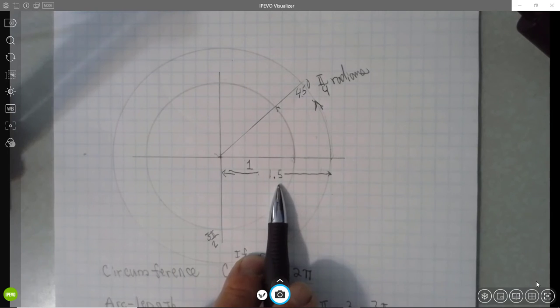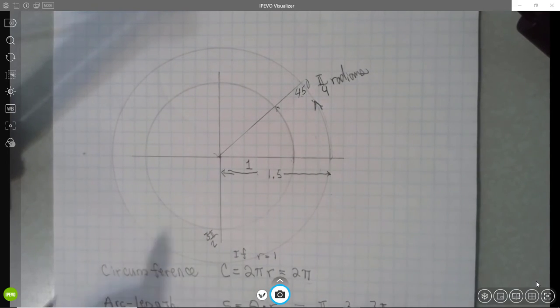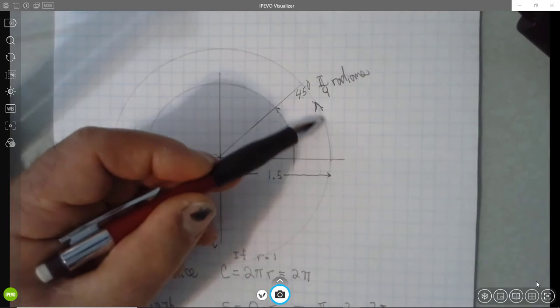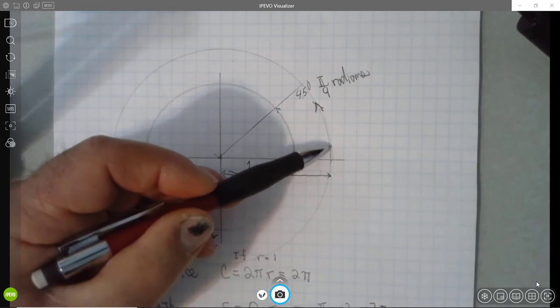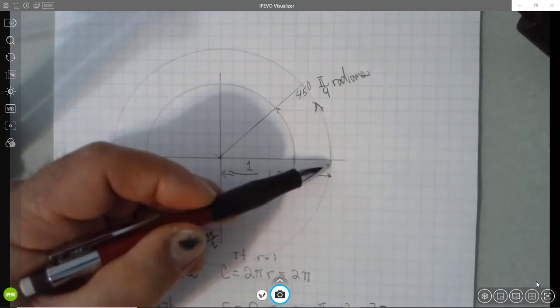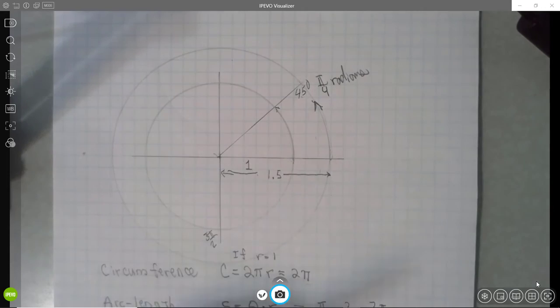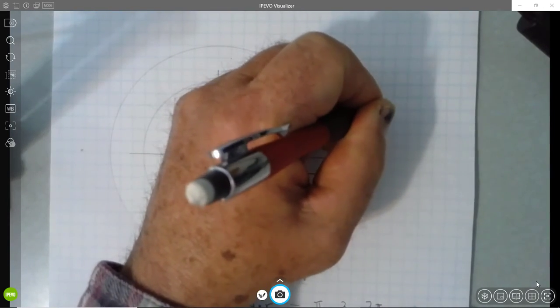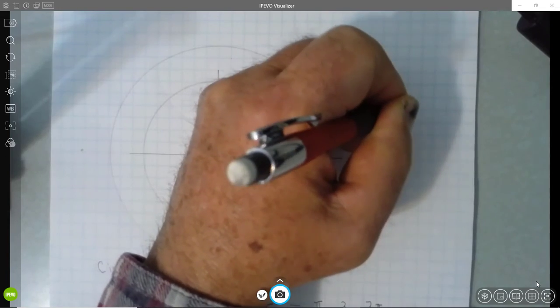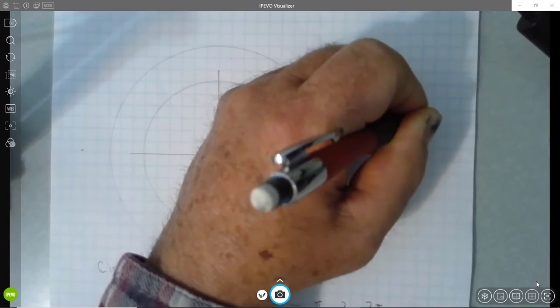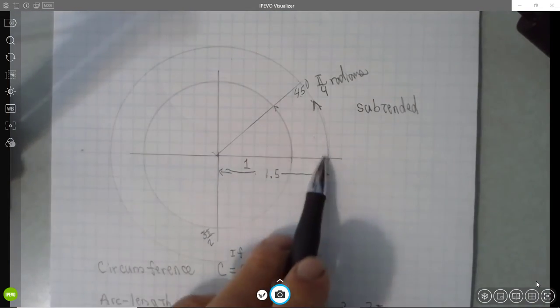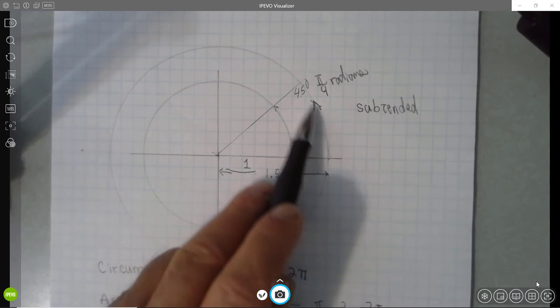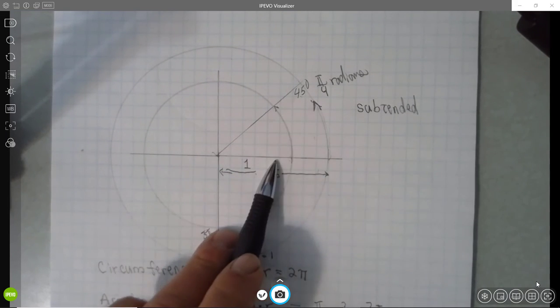Now let me just give you a little bit of vocabulary here. Very often mathematicians, rather than say it's the arc length that's in between those two, need a nice word that expresses that quickly. So mathematicians will also often say it's the arc length subtended by that angle.